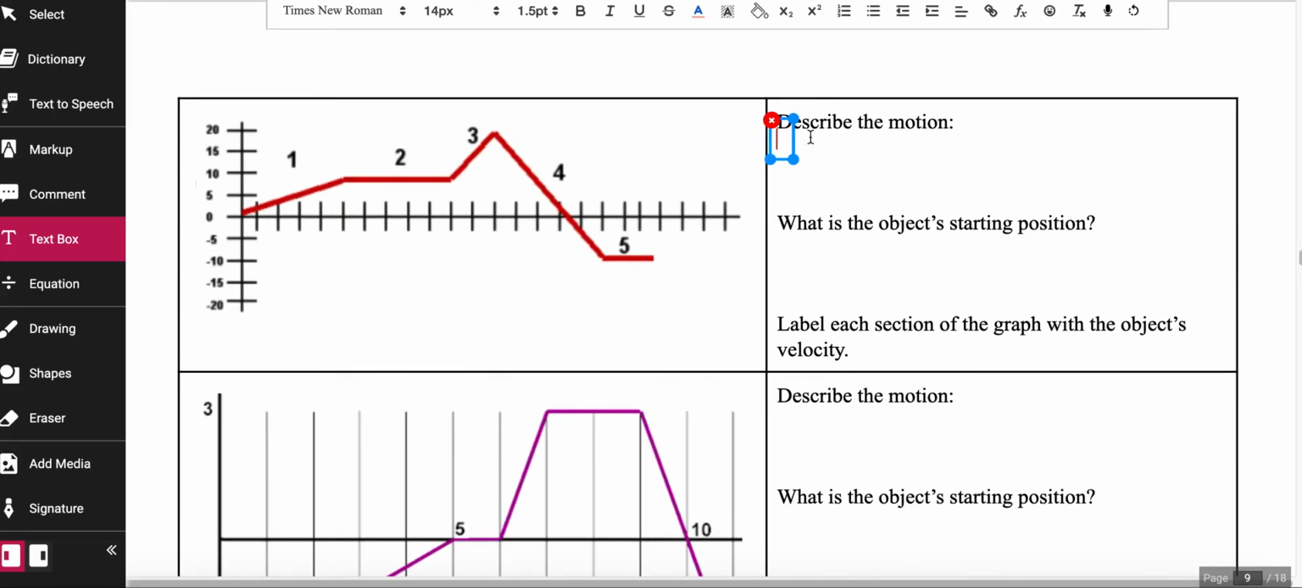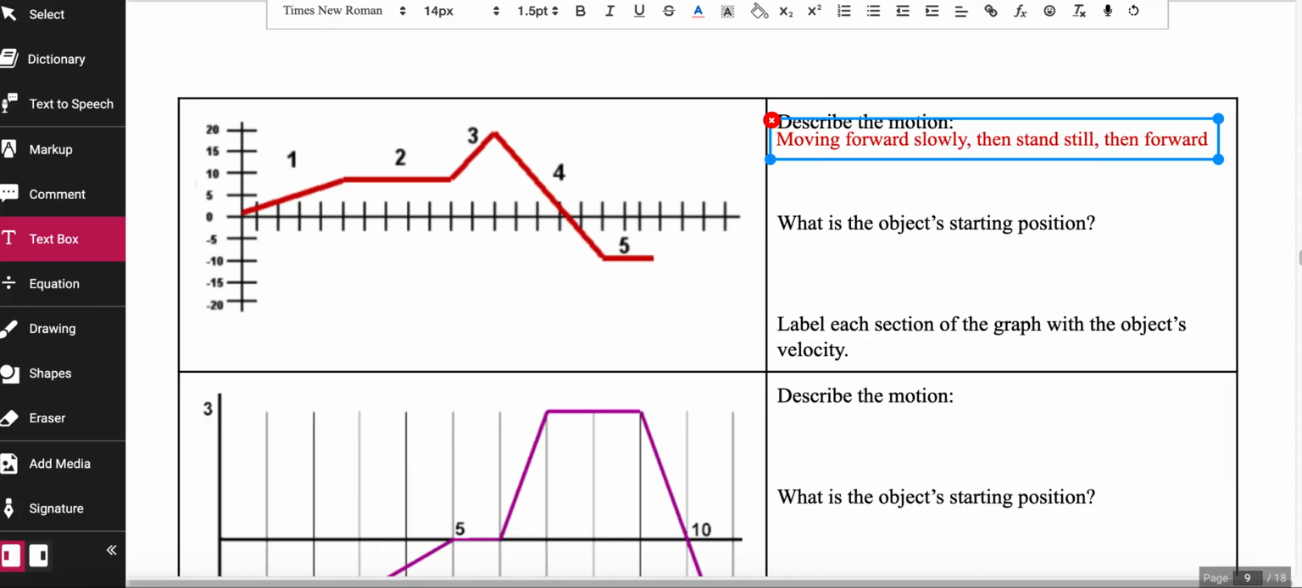Okay, so we're asked to describe the motion again. So we are moving forward slowly, then stand still, then forward quickly. And looking at these two, I'm not sure which one I'm moving fastest in, so I'm just going to pause for a second and calculate these velocities just to see which one I'm moving faster in.